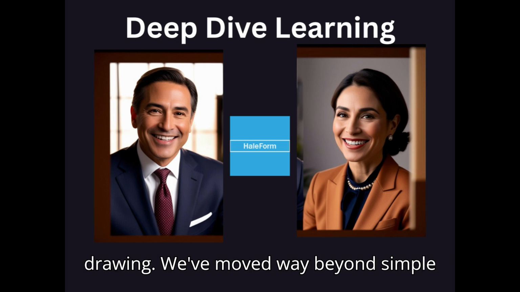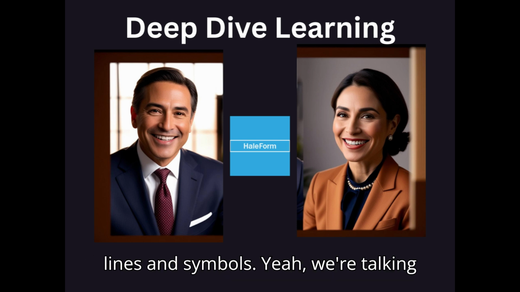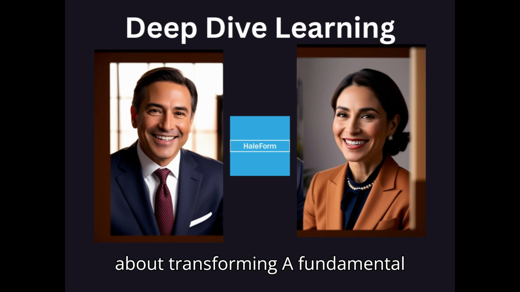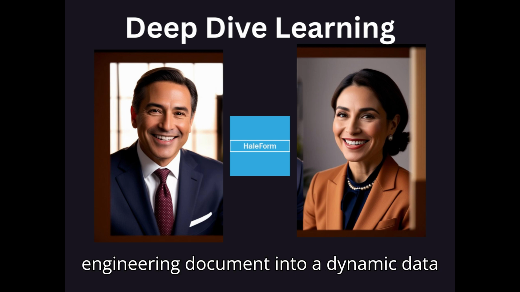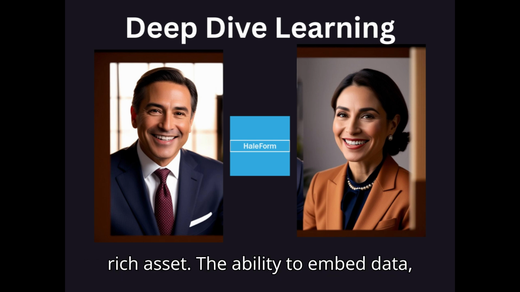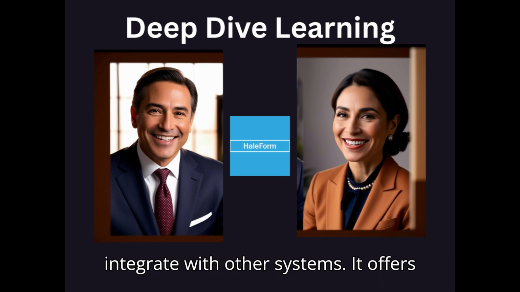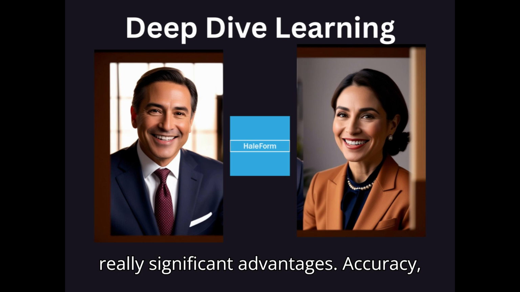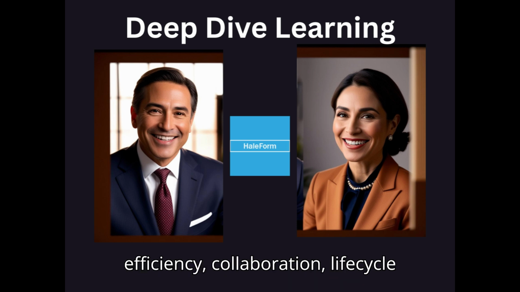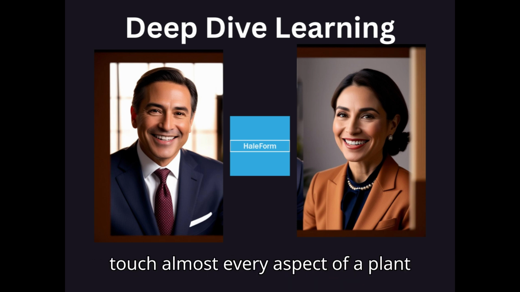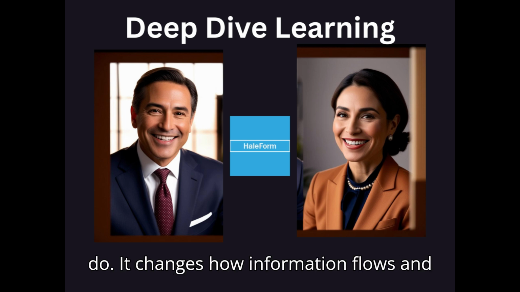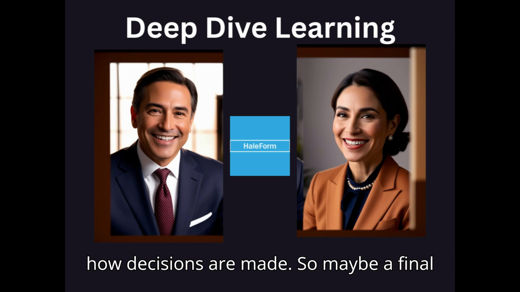Okay, so wrapping this up then, it's really clear that intelligent P&IDs are much more than just the next version of a drawing. We've moved way beyond simple lines and symbols. Yeah, we're talking about transforming a fundamental engineering document into a dynamic, data-rich asset. The ability to embed data, define those connections, apply rules, integrate with other systems. It offers really significant advantages. Accuracy, efficiency, collaboration, lifecycle management. The benefits seem to touch almost every aspect of a plant project and its operation. They really do. It changes how information flows and how decisions are made.